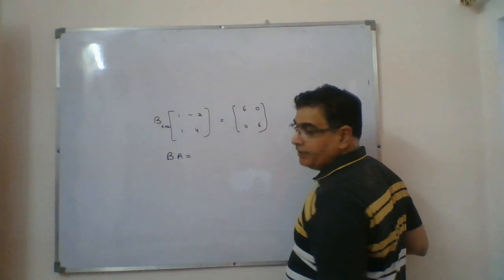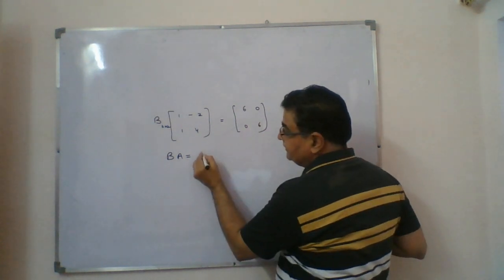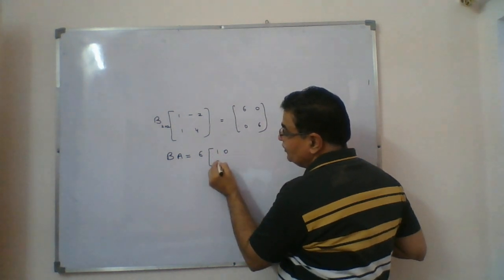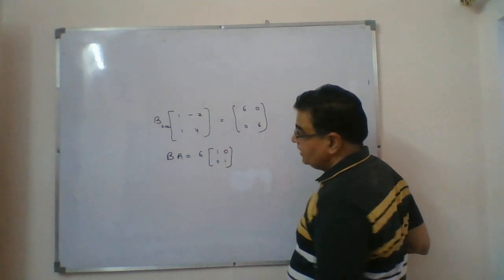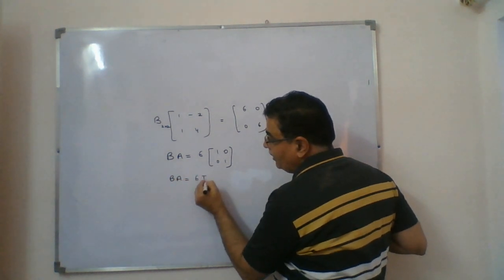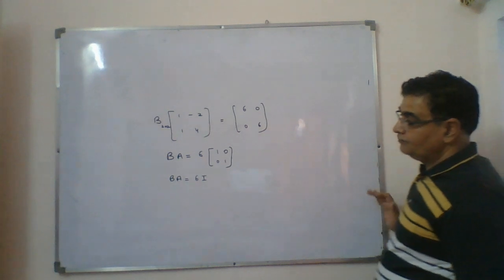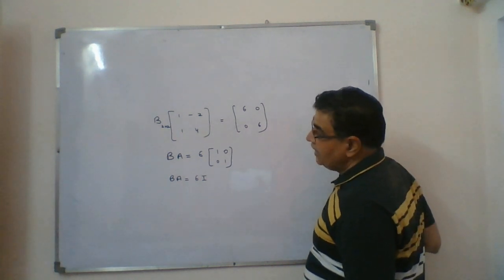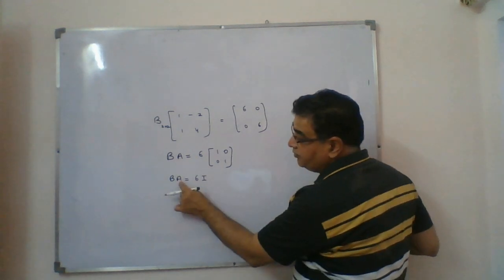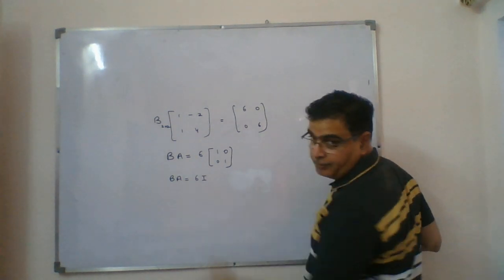Will 6 be common in it? Yes. So I say 6 common. Then left is [1 0; 0 1]. And then we will write BA will be 6 of I. Yes or no? Now I want B to be calculated. B to be calculated means A should be removed from here.